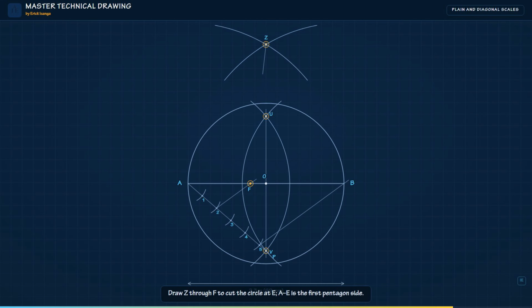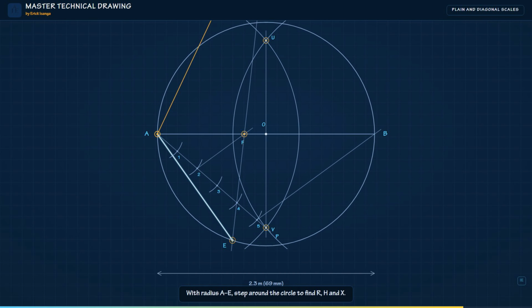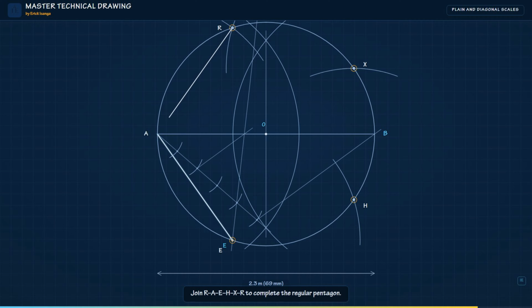Draw a line from Z through F, produced to cut the circle at E. The line from A to E is the first side of the required pentagon. With the side A to E as radius, step around the circle to locate the remaining vertices, R, H and X, so the 5 vertices are A, E, H, X and R. Join the vertices in order, R, A, E, H, X and back to R, and outline the completed regular pentagon.